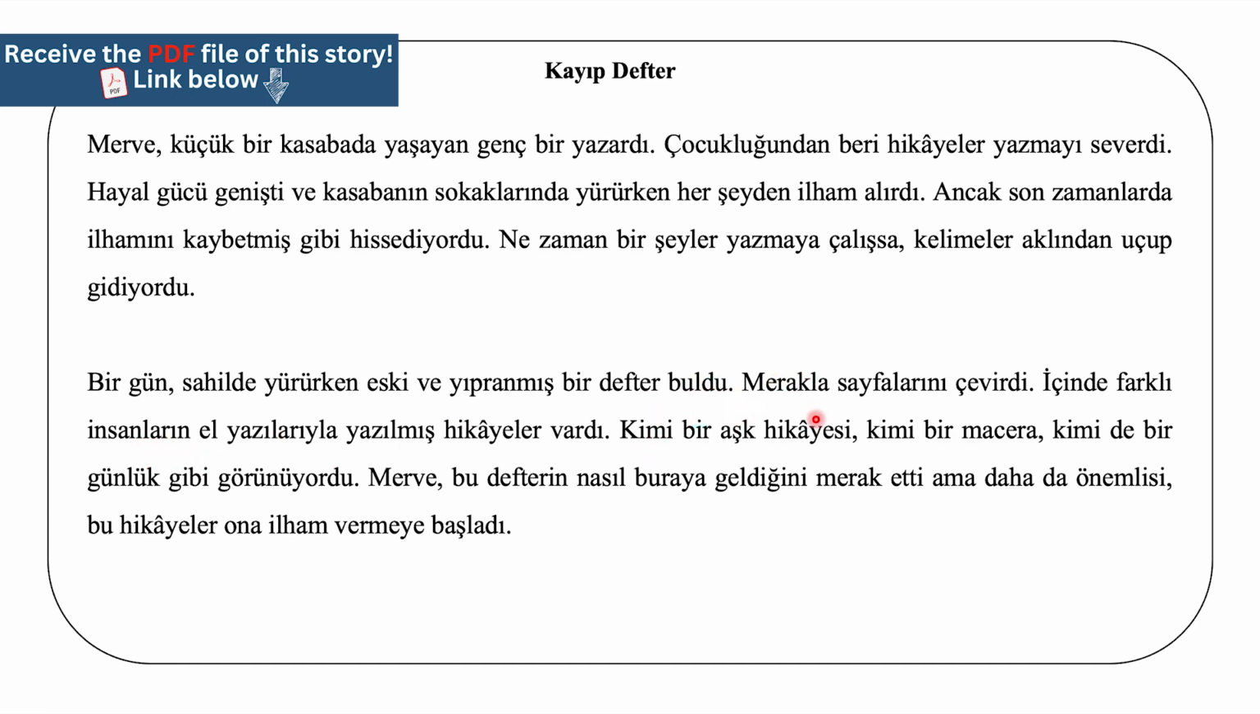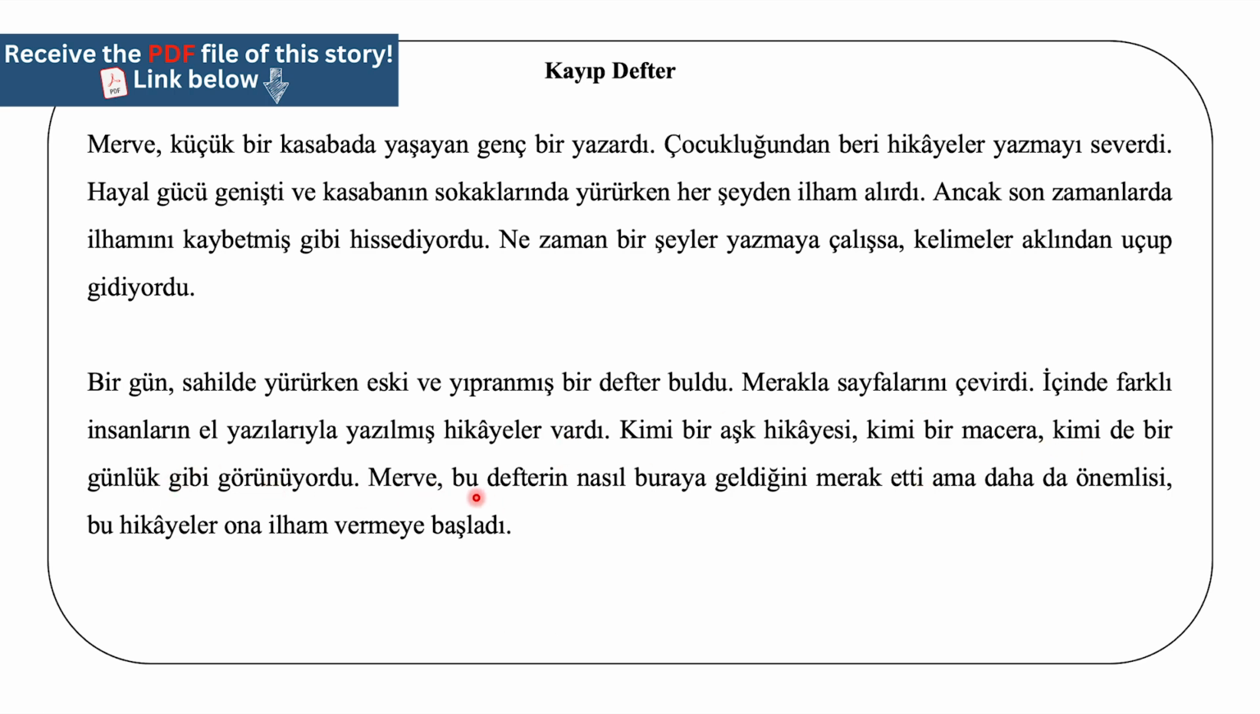Kimi bir aşk hikayesi, kimi bir macera, kimi de bir günlük gibi görünüyordu. So, here she's saying that some were love stories, some were adventures, and others seemed like a personal diary. Kimi means some. Bir aşk hikayesi, a love story. So some of them were love stories, some of them were adventures, macera, and some of them were what? Günlük gibi görünüyordu. Looked or seemed like a diary. Günlük means diary or personal diary. Gün means day. Günlük, every day you do it, like a diary, personal diary. Okay?